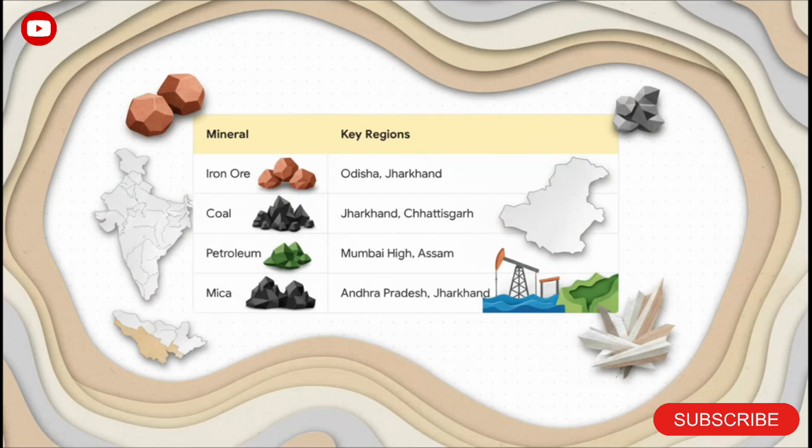All right, this slide is pure, high-value information. You just have to know this stuff. Knowing that Odisha and Jharkhand are the heartland for iron ore, or that Andhra Pradesh is key for mica. This isn't just trivia, my friends. This stuff translates directly into marks. Seriously, this is one of those slides you should probably screenshot.